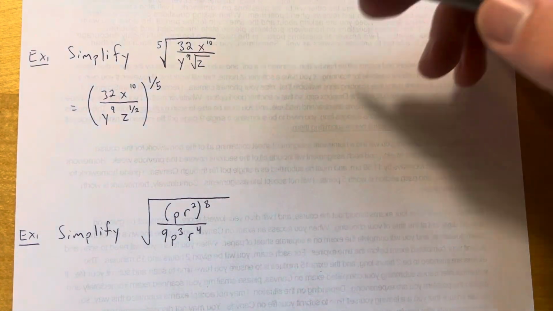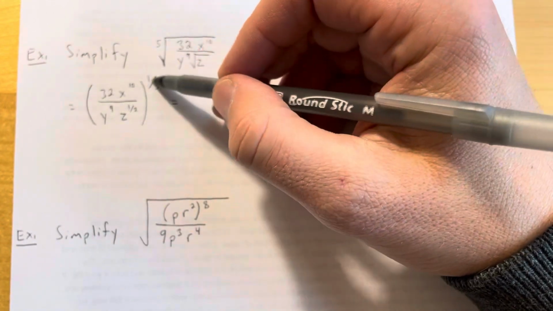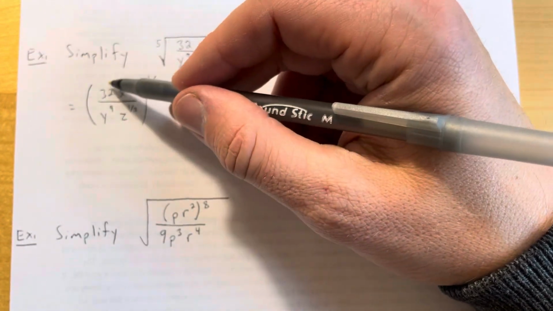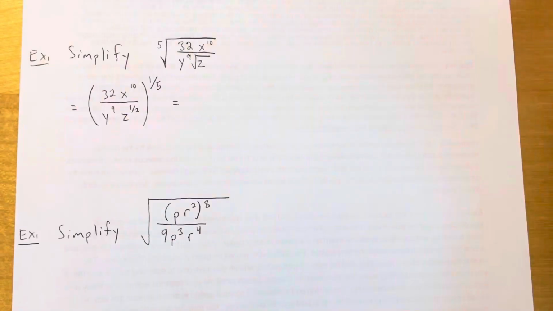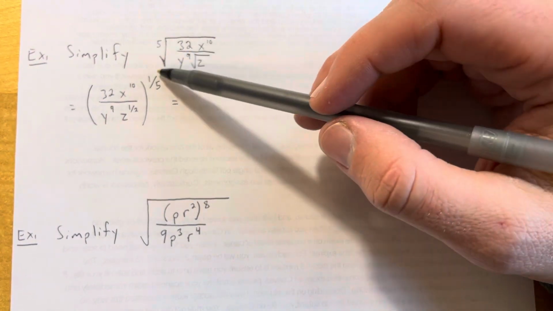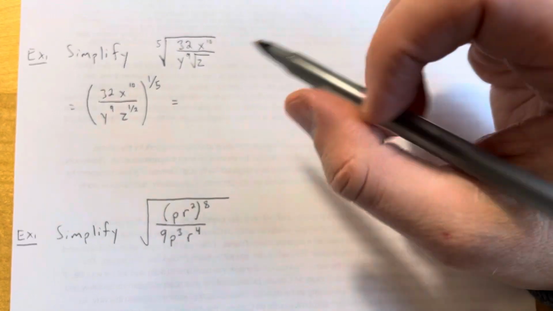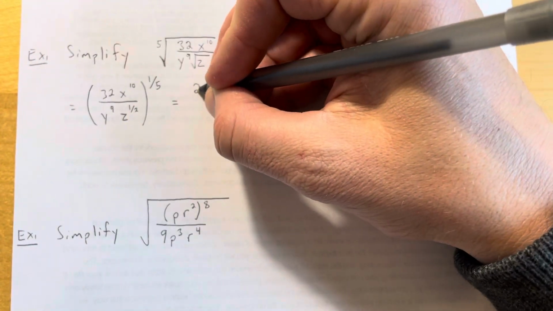So now I can go through and I can take this 1/5 and distribute it to every part of this quotient and the products contained in it. Now, when I take this 1/5 and I bring it to that 32, I have to remember that that means the 5th root of 32. And 32 actually has a nice 5th root. It's just 2.